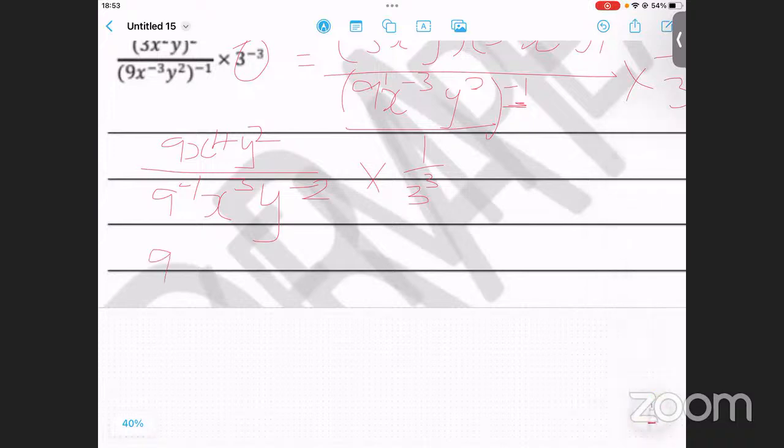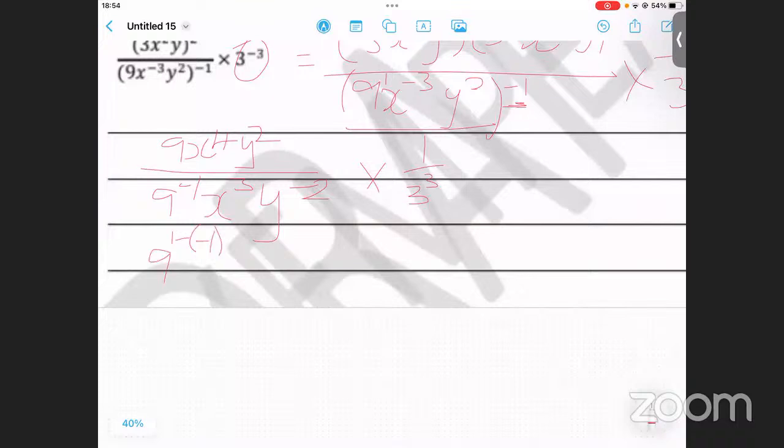We're going to have 9. Remember, there's an invisible one there. We said when we are dividing the same base, that is the rule: when dividing the same bases, you subtract the exponent. So we're going to have 9 to the power of 1 minus negative 1, which is going to lead to plus 1. But I'm going to write it as 1 minus negative 1, close the bracket.